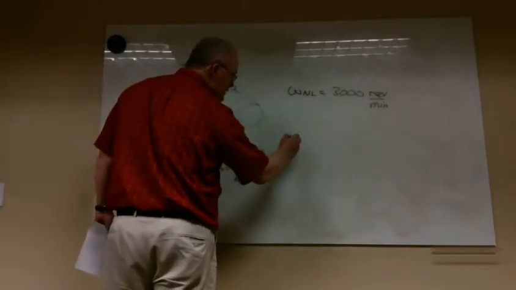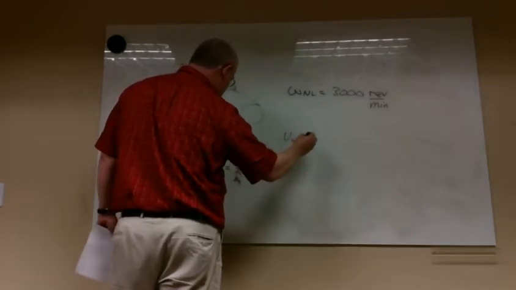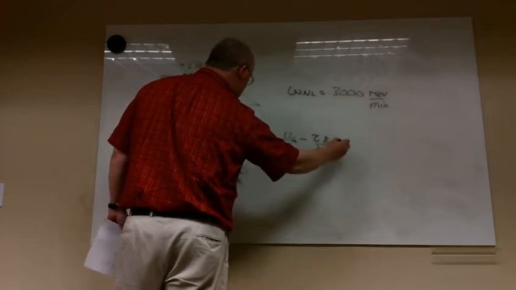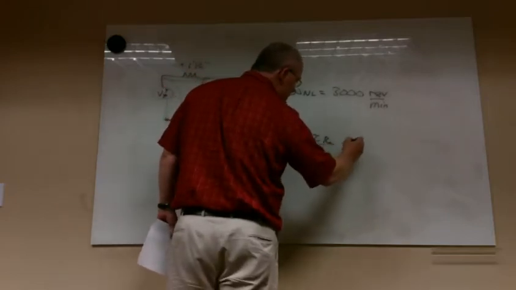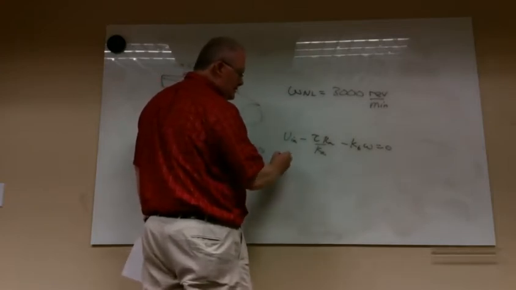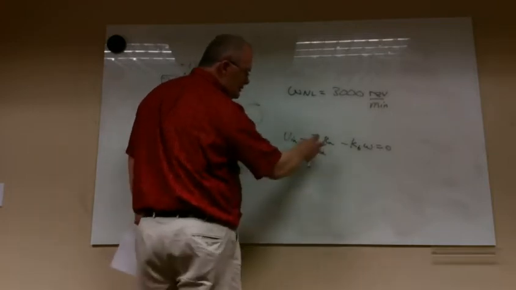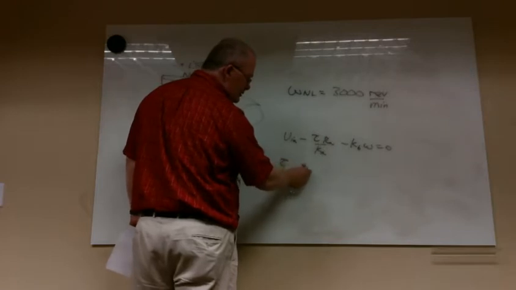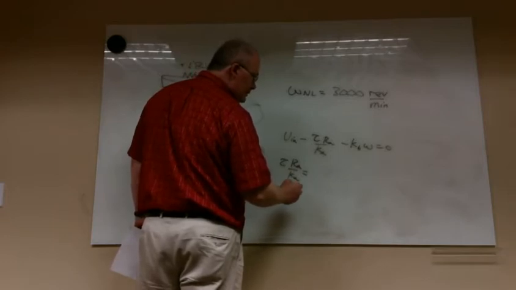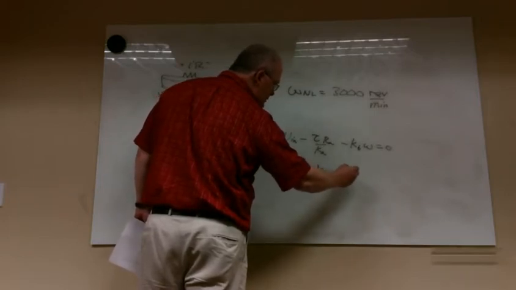And that tells me that my input voltage, which is constant for the operating condition, minus tau R sub A over K sub A, minus KB omega is equal to 0. Effectively, what we can do is solve out for torque in terms of speed and voltage. So let's switch sides of the equation. Torque times RA over KA is actually equal to, let's see, I'm going to write it this way, minus KB omega plus Vn.